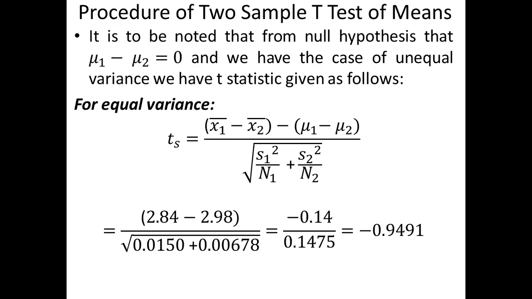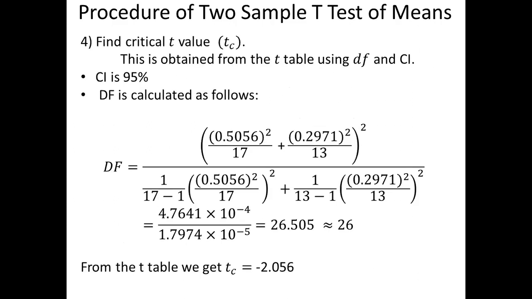Everything that is required to find this value using this equation is given to us. So we just need to plug in the values of means, standard deviations and sample sizes, and we'll get the result. Step number 4 is finding the critical t value. This is obtained from the t table using the df and ci. The ci is 95% and df is calculated as follows.